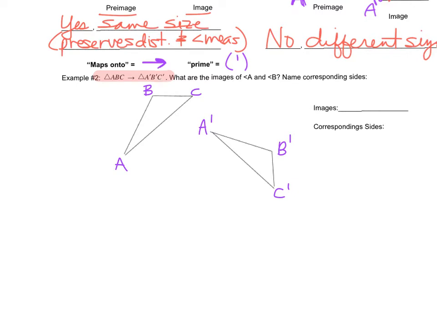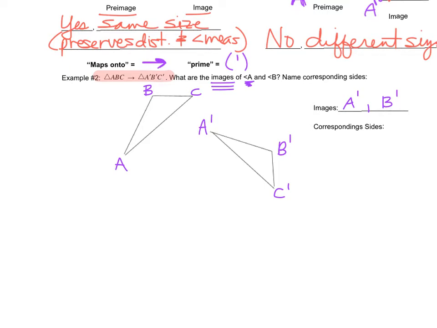What are the images? Do you remember what the image was? What did we say for image? Not pre-image, the image. The resulting figure, the new figure, okay? So what are the images of angle A and angle B? So what is the image of angle A? What is the new corresponding part? A prime, okay? So the images of A and B would be A prime and B prime, right? A became A prime, B became B prime.